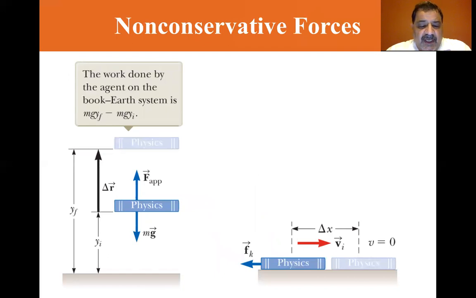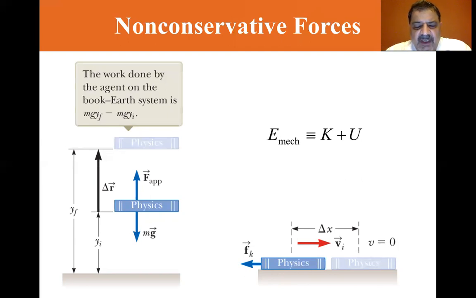So a force is non-conservative if it's not path independent, and it's non-conservative if the work for a closed path is not 0. Work done by a conservative force is path independent, and the sum of kinetic and potential energies of the system equals the mechanical energy of the system. So E mechanical is equal to the kinetic energy plus the potential energy.